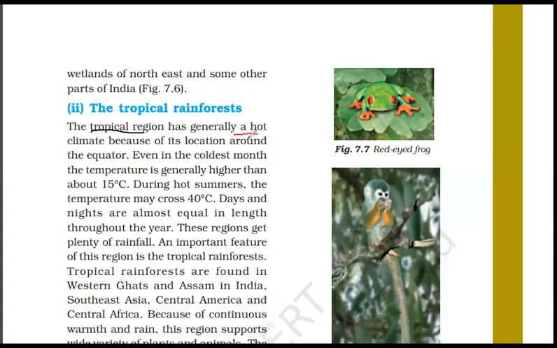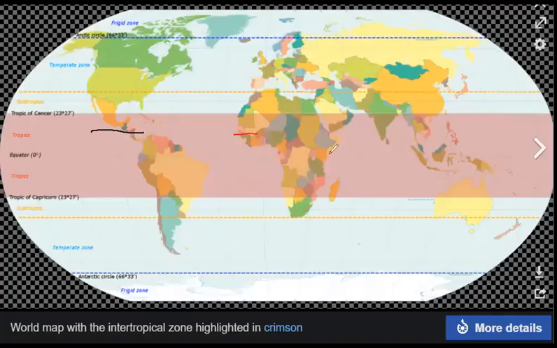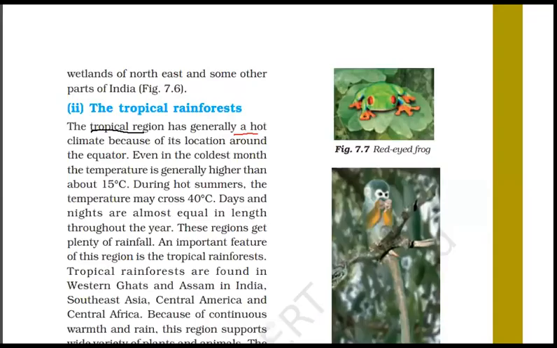It's recording. Don't worry, it's recording. It is generally hot and humid, and location, as I showed you, if you see this, this region is a tropical region. So this region is the nearest to the equator. Yes or no? Yes, very good.